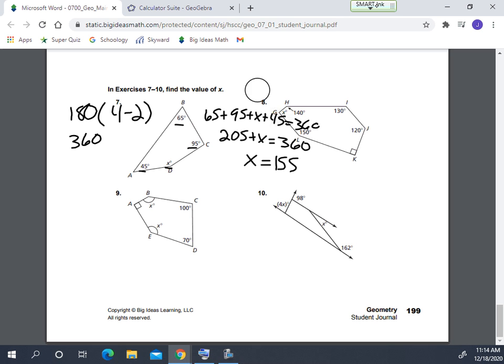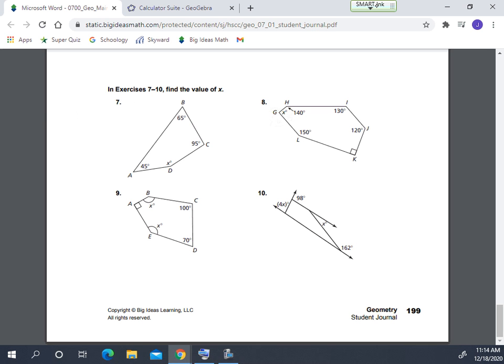All right. Same concept for number 8. Count the sides. We have 1, 2, 3, 4, 5, and 6. So 180 times 6 minus 2. Okay, start with that. That's what we're going to set all of these angles equal to. We're going to add them all up to what we get here.